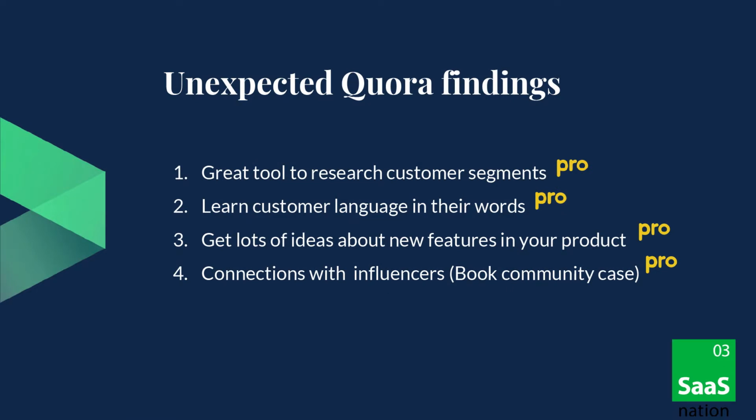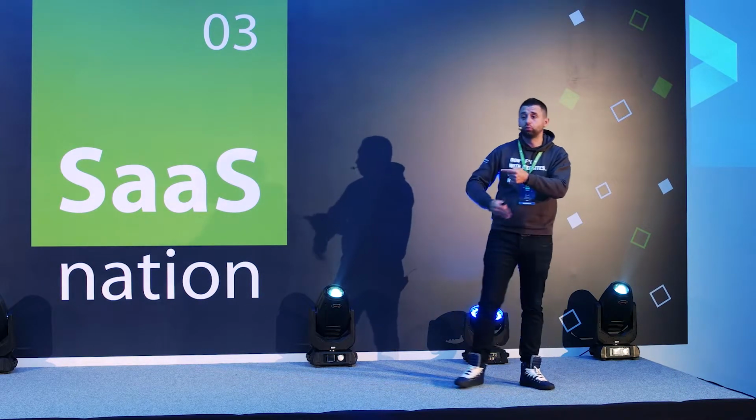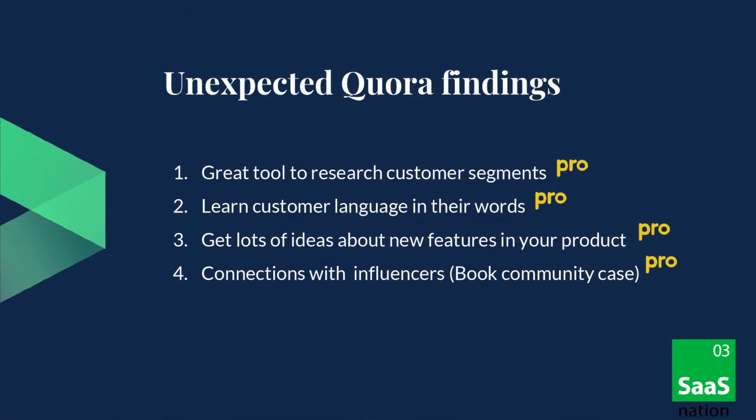Also, when you take a look at competitors in Quora, you see a lot of things that people want to improve. This gives you a lot of insights, what you can implement in your product to stand out from them, right? So it's a very good research tool. And the last one, you can connect with influencers.